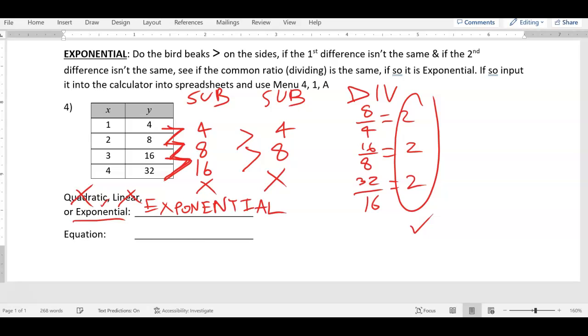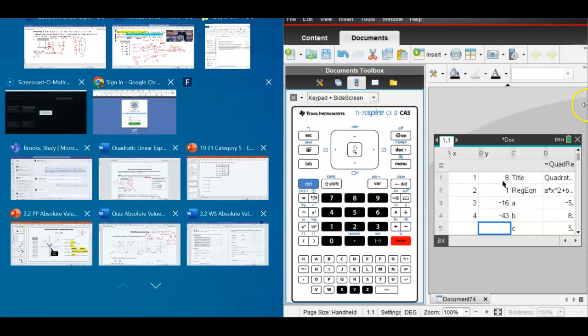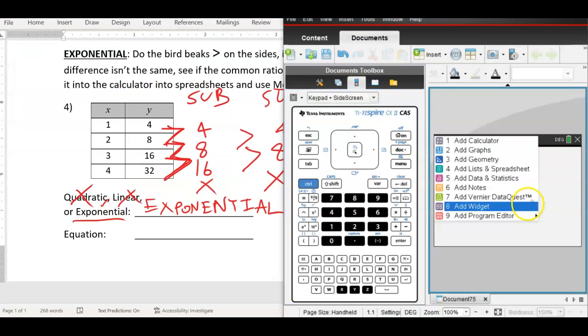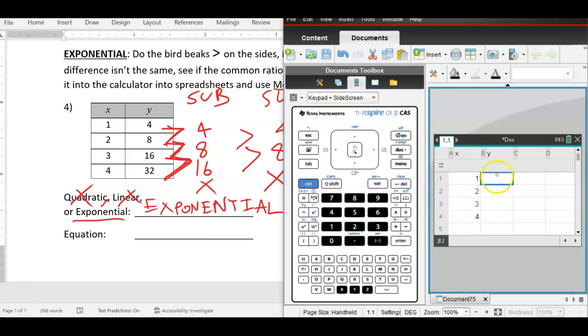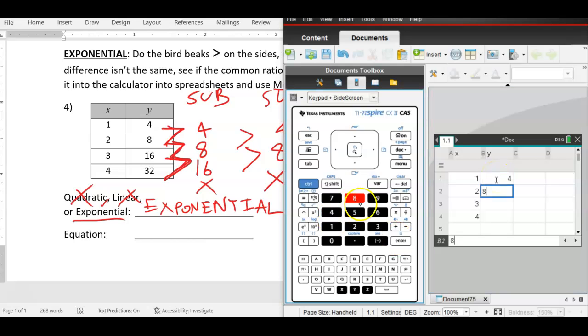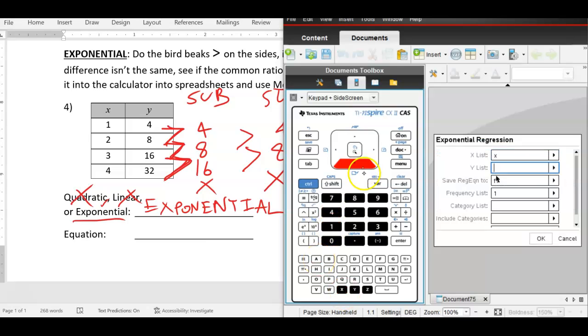So what are we going to do? We're going to do menu 4-1A. Okay. So I go to my calculator, new document, don't save, number 4, X and Y at the top. 1, 2, 3, 4, 4, 8, 16, 32. Menu 4-1A, x and y.